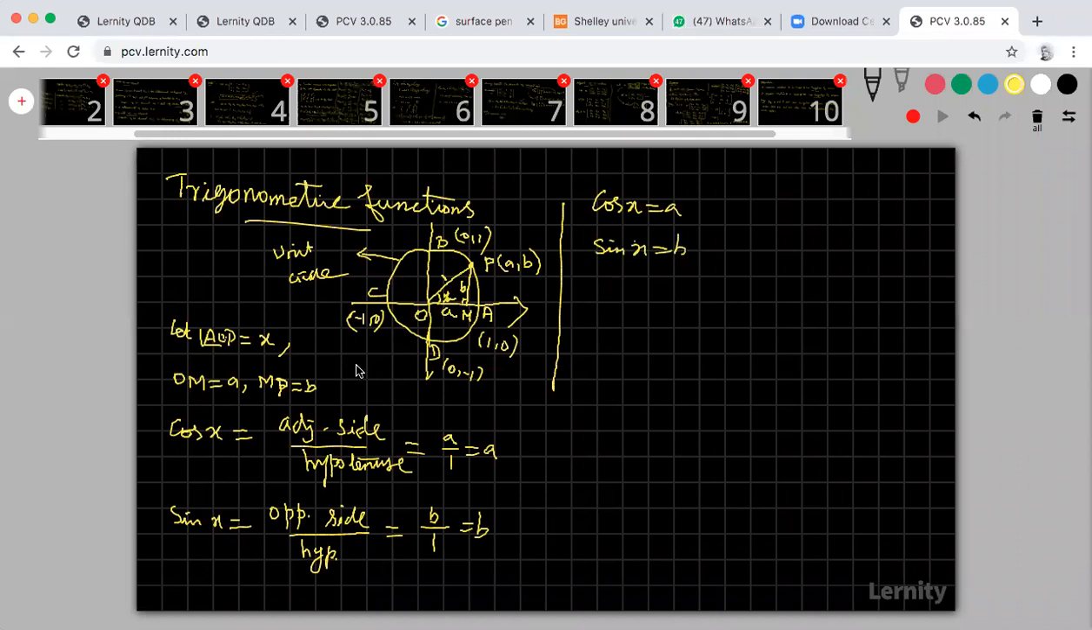That means look at any point P on the circle. P is any point on the circle with some distance. X distance is A and Y distance is B. Okay, X coordinate is A, Y coordinate is B. So therefore this A, what is this A? Yeah, this A is equal to cos x and this B is equal to sin x.